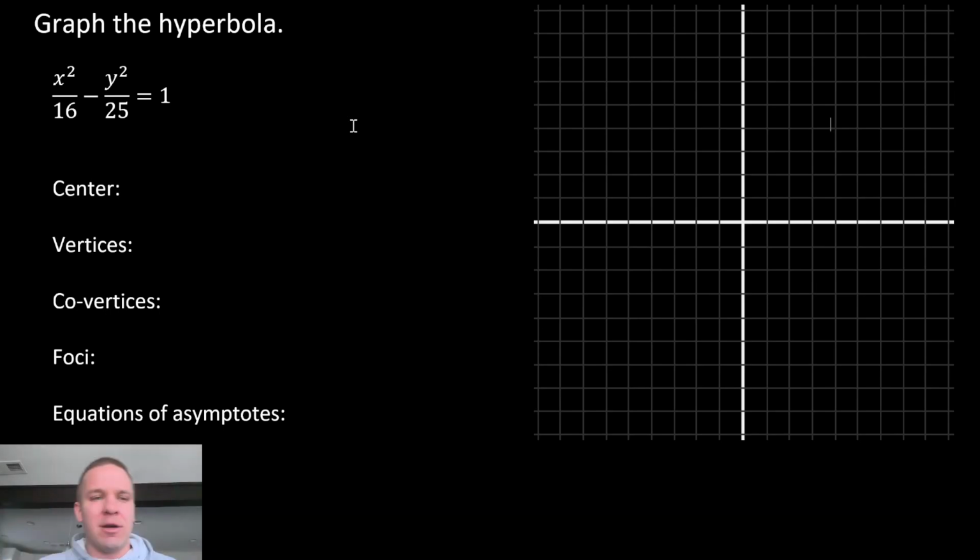Next up, center. Since there are no numbers associated with the X and the Y, like X plus something or X minus something, and same with Y, it's going to be at 0, 0. So 0, 0 is our center. Nice. Okay, let's pop that on the graph.